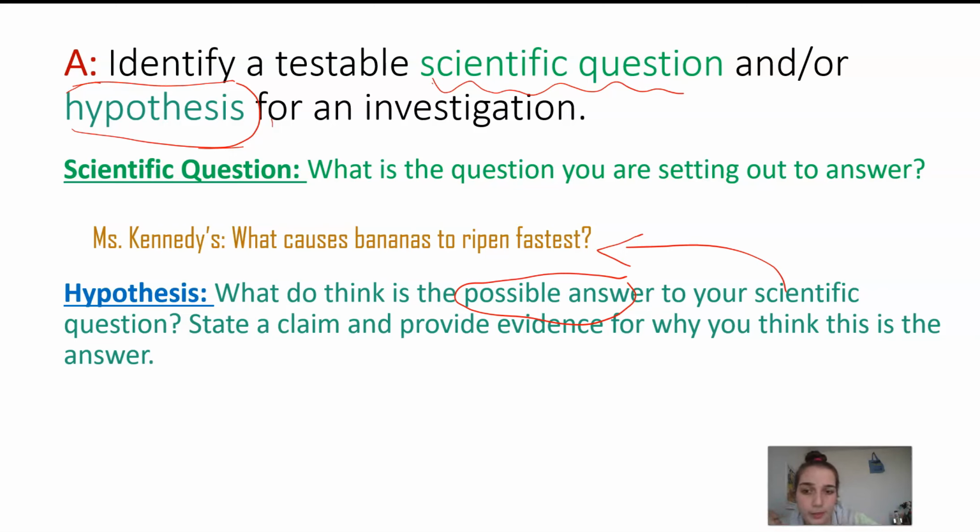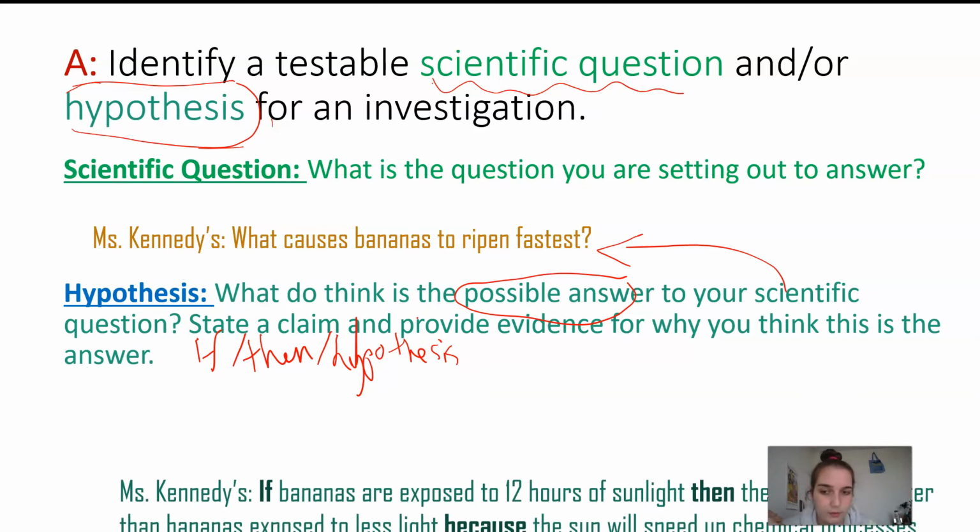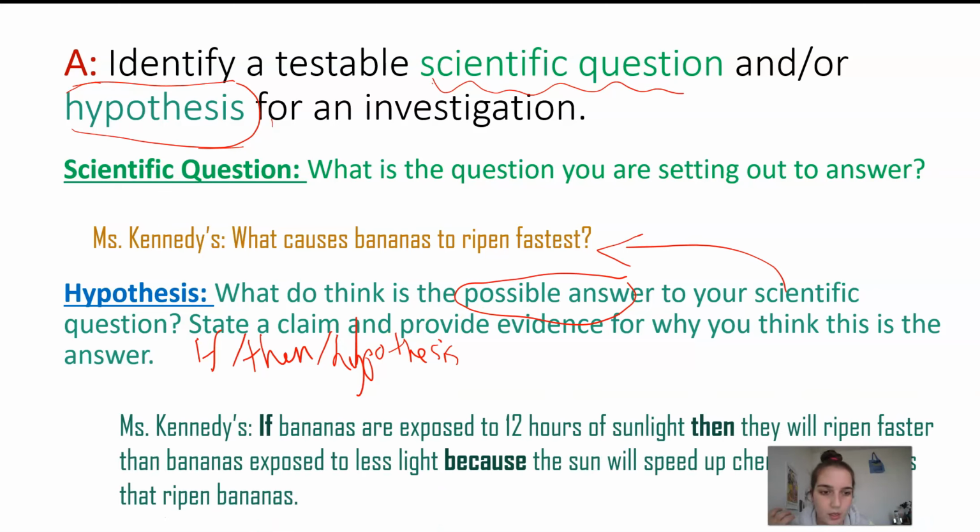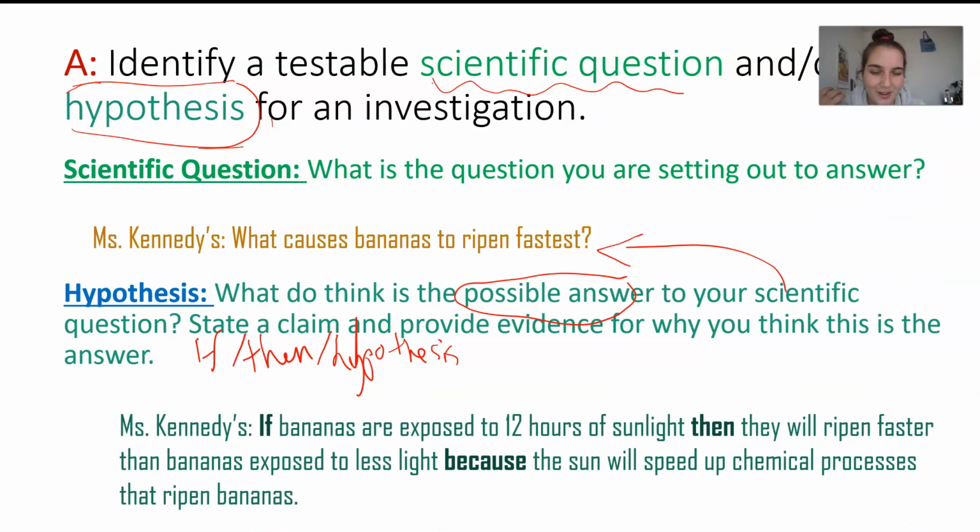I teach my freshmen the if, then, because form of a hypothesis because I do think it's pretty easy. It's kind of easier to form a hypothesis in that format. So here's mine.